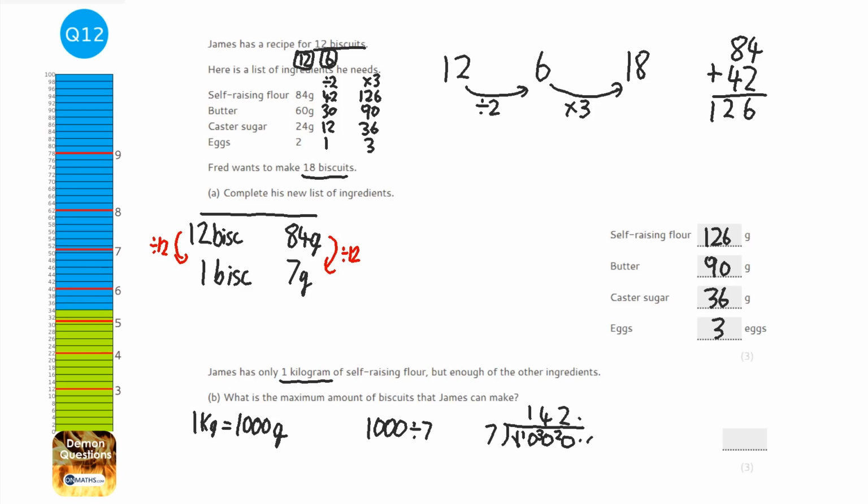Now, we could carry on and push on with the 6 remaining, but actually it just shows us that we've got 142 whole biscuits and then some left over at the end. So we're only interested in how many biscuits he can actually make, which would be 142. He might have some flour left over, but it wouldn't make a biscuit. So the answer is 142.